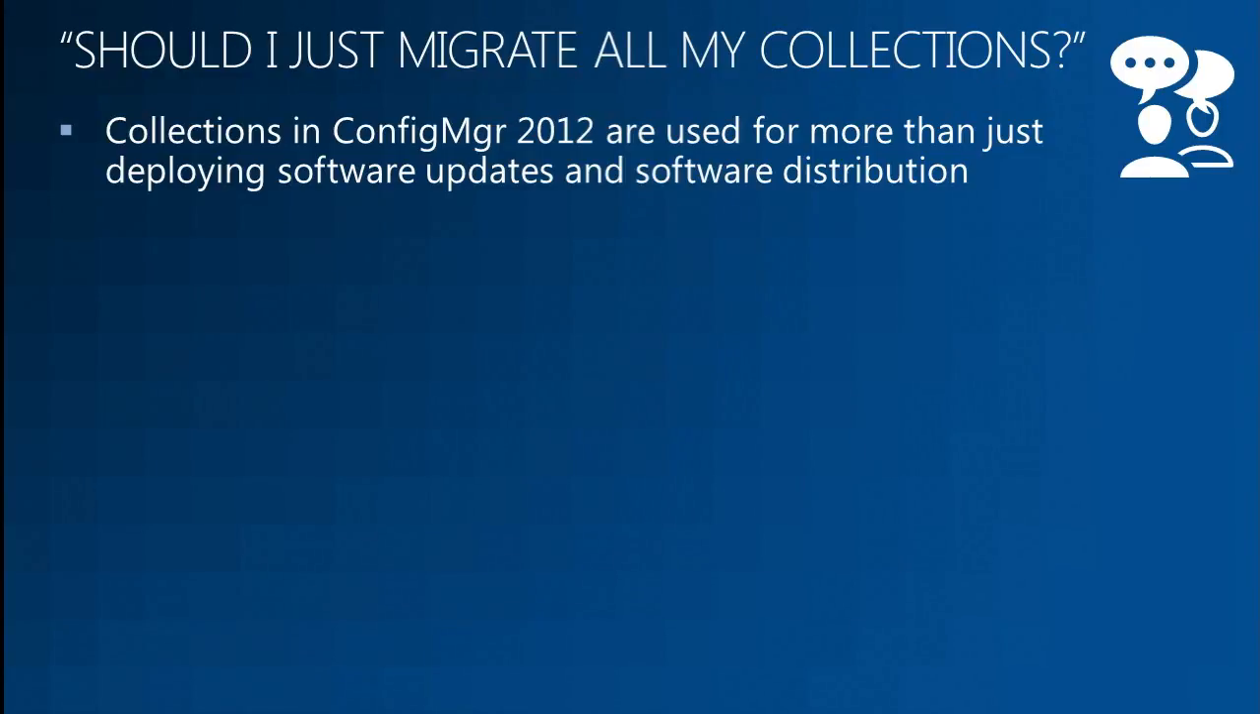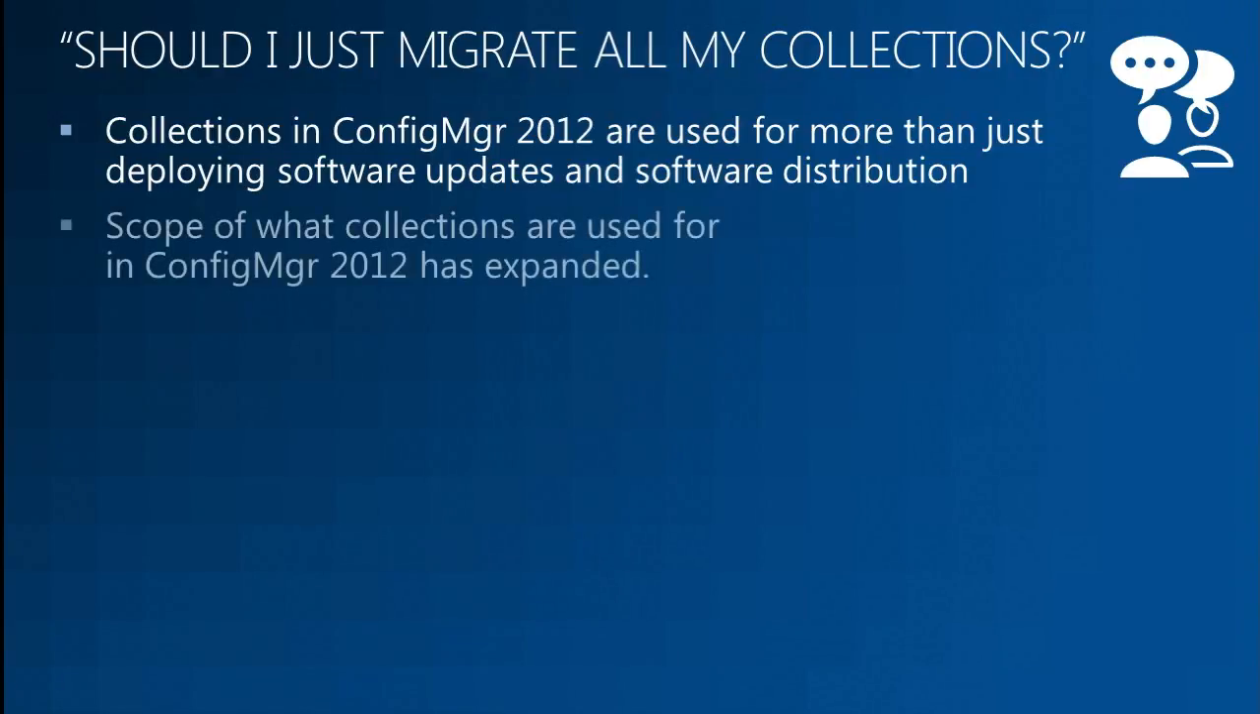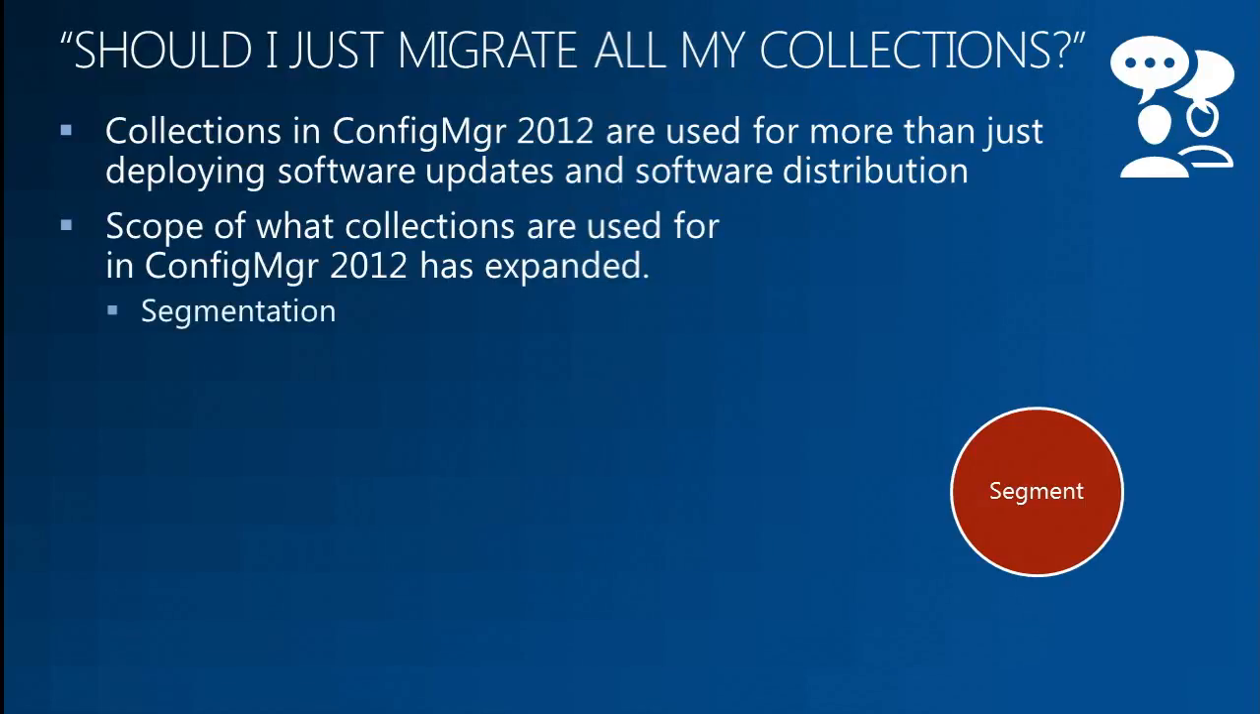Well, in 2007, collections were primarily used for deploying software updates, deploying software, targeting, different things. But collections have greatly increased in scope in 2012. Primary sites in 2007 were used for segmentation. In 2012, they're used for scale out. So the scope of things changed. Client settings were specific to primary sites, so you had to build a separate primary site to have remote control client settings or other specific things. But now you've got granular client settings where you can target them to collections.